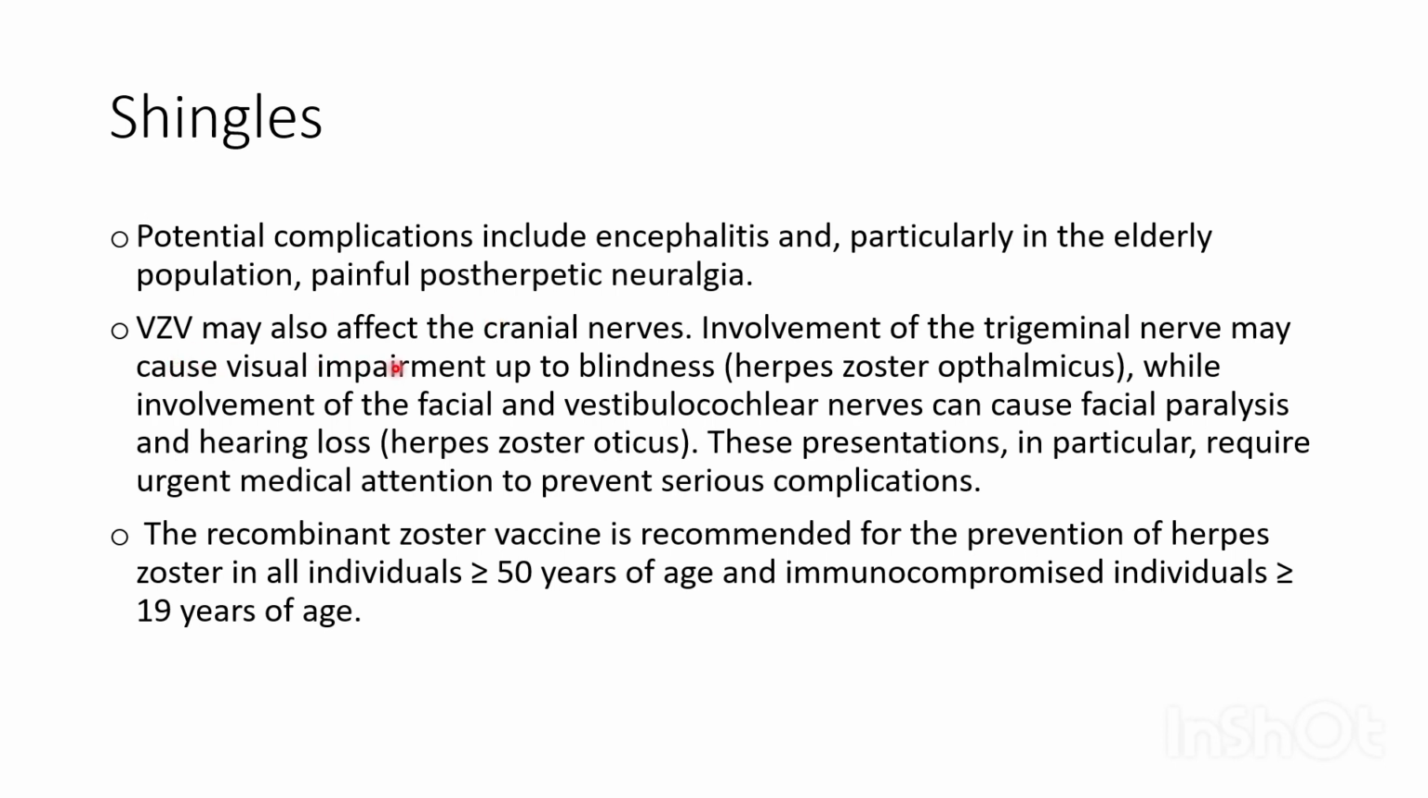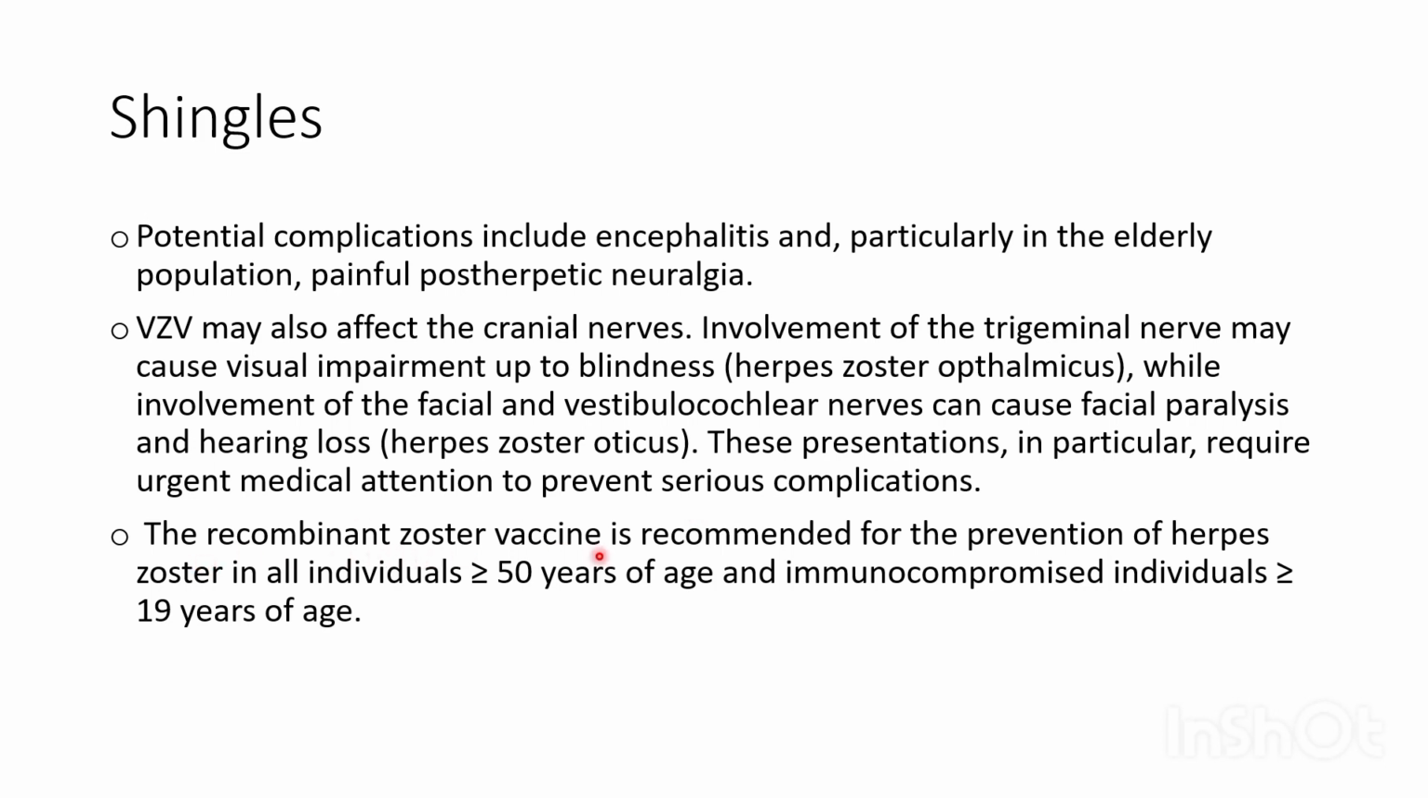Varicella zoster virus may also affect the cranial nerves. Involvement of the trigeminal nerve may cause visual impairment up to blindness, herpes zoster ophthalmicus, while involvement of the facial and vestibulocochlear nerves can cause facial paralysis and hearing loss, herpes zoster oticus. These presentations in particular require urgent medical attention to prevent serious complications.